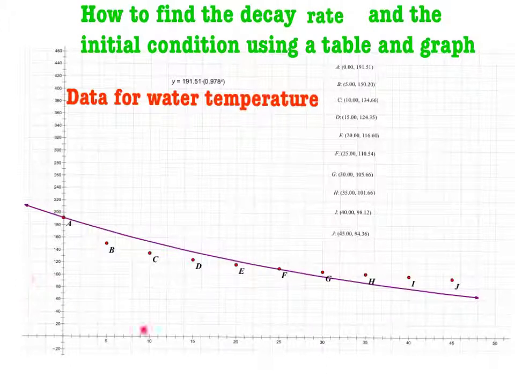Now, using a graph, you can also find the decay rate. Look for two consecutive numbers, for example, A and B, and divide the second one, B, by A. So B, which is 150.2, by A, which is 191.51. The answer will give you your decay rate. Just like we did using the table, we can also find a more precise decay rate. So you could divide D by C. This is how you find the decay rate using a table and a graph.